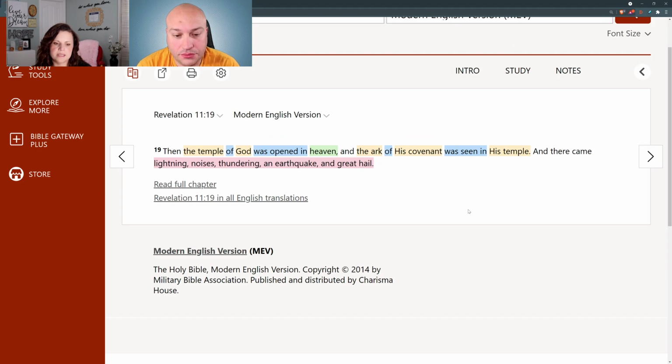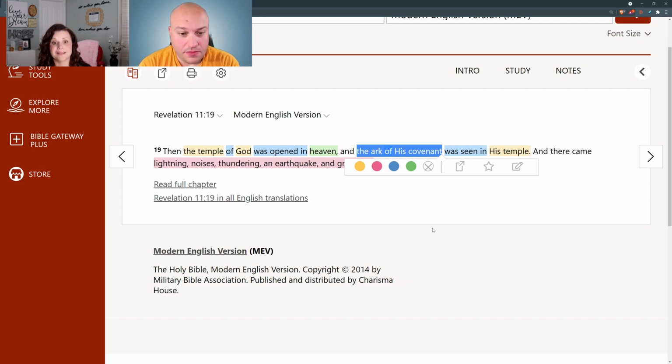Revelation 11:19: Then the temple of God was opened in heaven, and the ark of his covenant was seen in his temple. And there came lightning, noises, thundering, an earthquake, and great hail. So is there an ark of his covenant in heaven? Yes. Why would there possibly be an ark of a covenant in heaven if there's no covenant to be participated in? What's more important, the box or the contents of the box? The contents. Okay, go ahead.